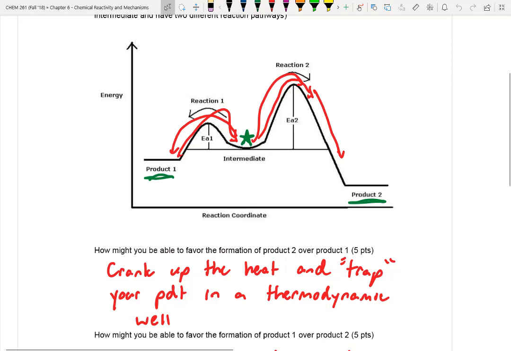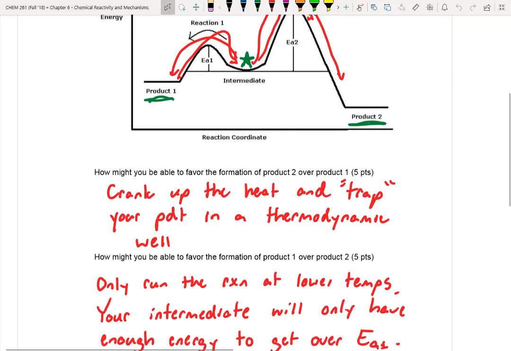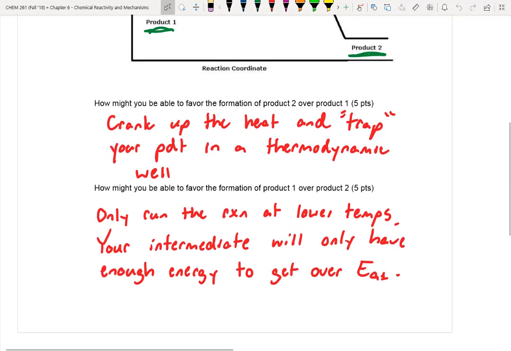If we wanted to favor the formation of product 1, on the other hand, we said down here, only run the reaction at lower temperatures. Your intermediate will only have enough energy to get over EA1, so that lower hill. It doesn't have enough energy to get over that really large hill.